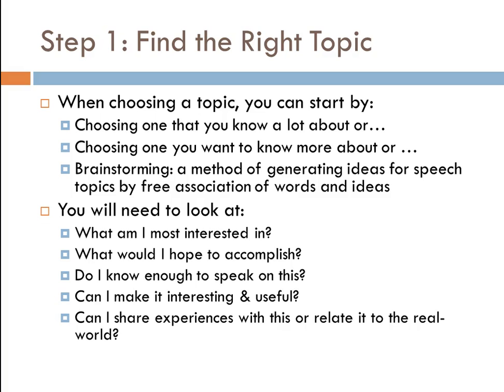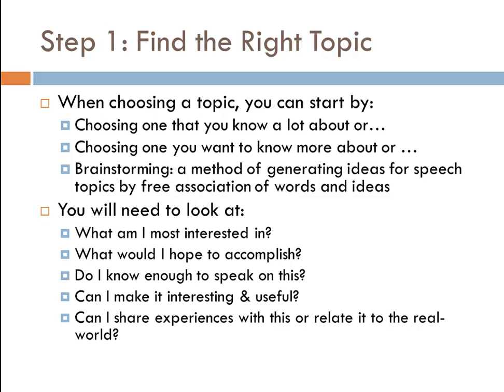And then if you're just drawing a blank either way and you're going, okay, there's nothing that I can really think of, well, another great way to choose a topic is just to sit down and brainstorm. Brainstorming is a method of generating ideas for speech topics by free association of words and ideas. You can check that out in your textbook, but a few different ways that you can brainstorm is just using the clustering method, where you come up with general ideas for a speech and then just start to throw out random ideas for what that might be.